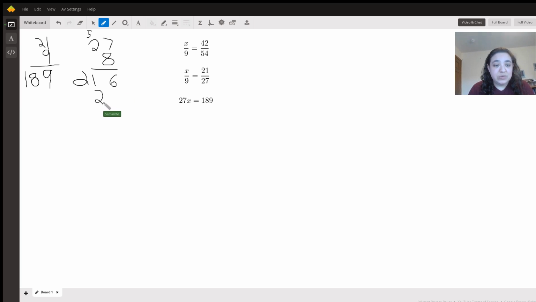What if I subtract 27 from this? That's a 0. This is simple subtraction. Right? 16 minus 7 is 9. 20 minus 2, 18. And I get the exact number. So it looks like 27 goes into 189, not 8 times, but 7 times, which tells me that x is equal to 7. And that right there is our answer.